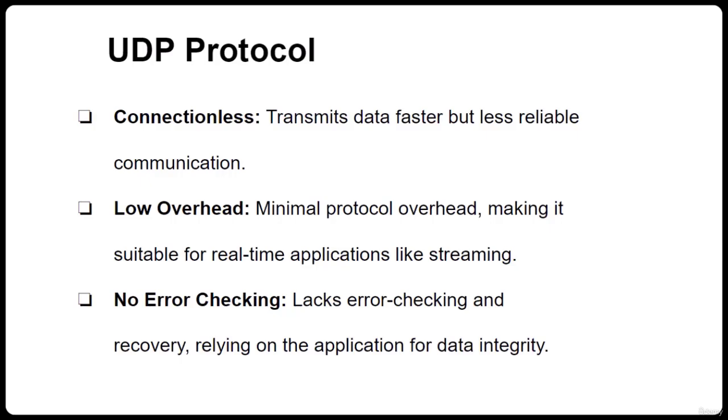Because we are doing without all of the error checking and recovery features of TCP, it allows us to have a faster data transmission rate. But because we are lacking those features, we're going to have a less reliable communication. Many times we use UDP for features like our DHCP for IP address assignment, as well as real-time applications such as streaming and online gaming.